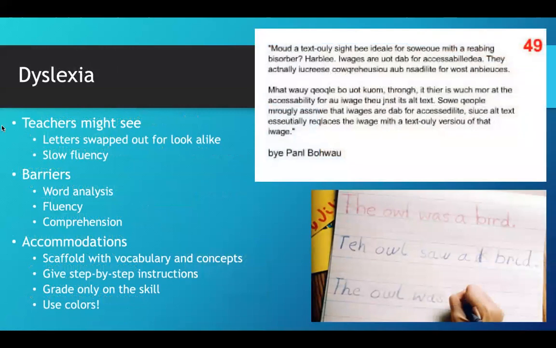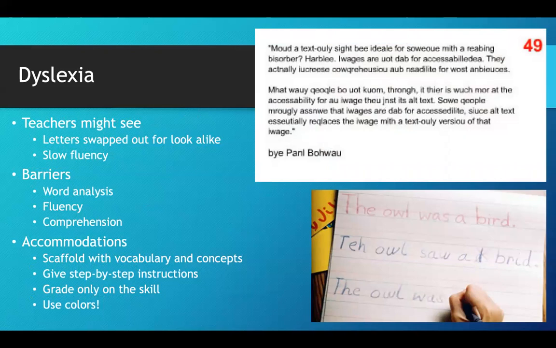Dyslexia, this is a very common one, as you all know. Teachers might see letters swapped out for lookalikes while they're writing. Slow fluency: students can't read as fast or as accurate as maybe their peers are in their grade.